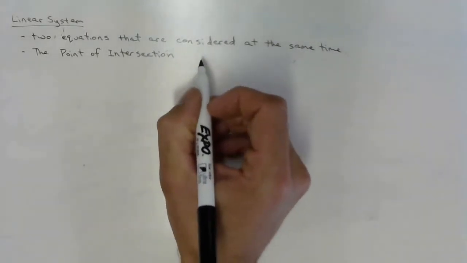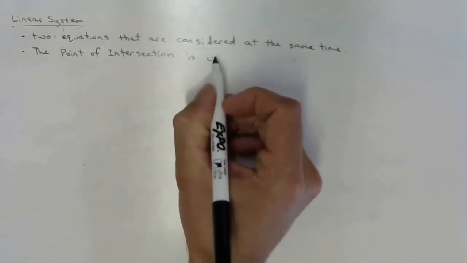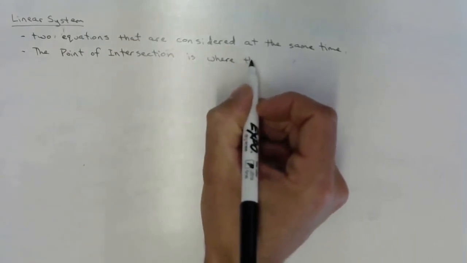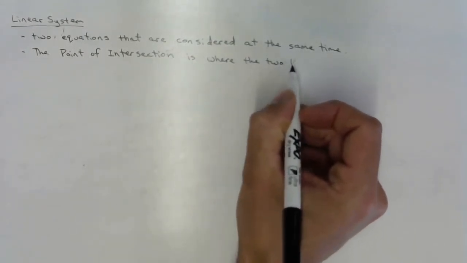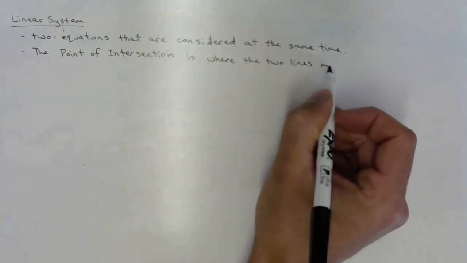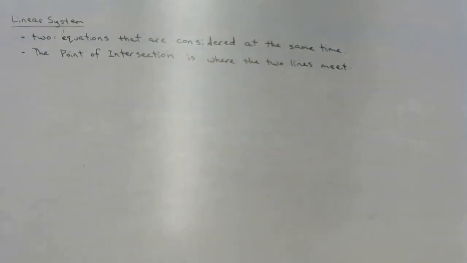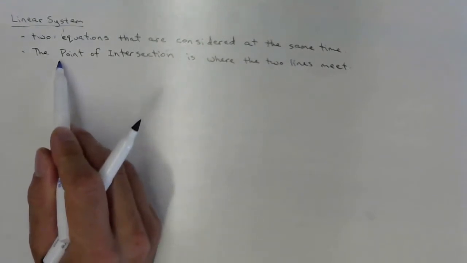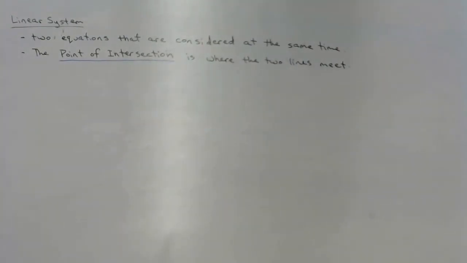Point of intersection is where the two lines meet. I'm going to go ahead and underline point of intersection as kind of a new word for us.